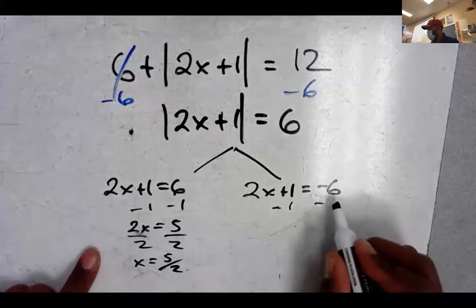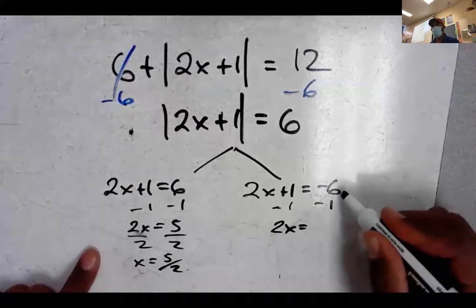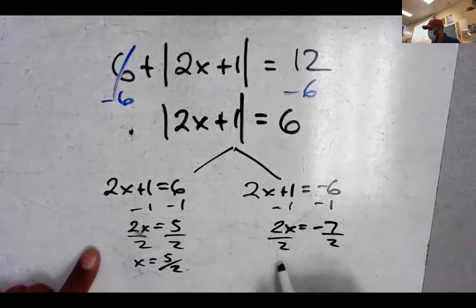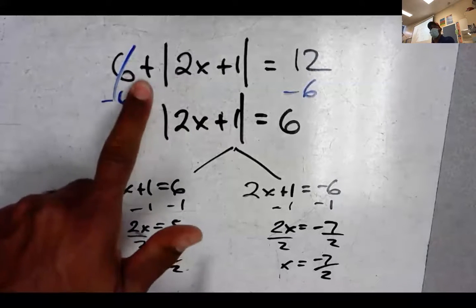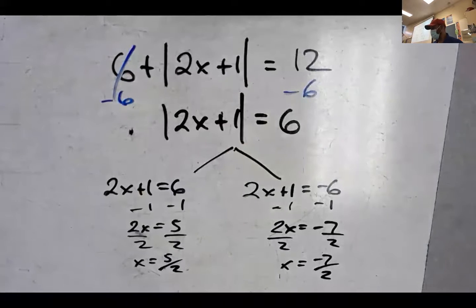Same thing here, minus 1, negative 6 minus 1, negative 7, divide by 2, divide by 2. So it's really the same steps, okay? The only difference is that the number we took away was on the left instead of on the right. So that was the only difference there, okay?